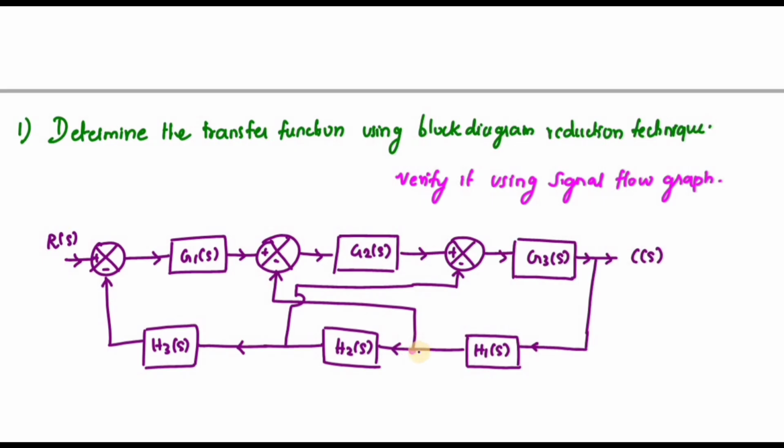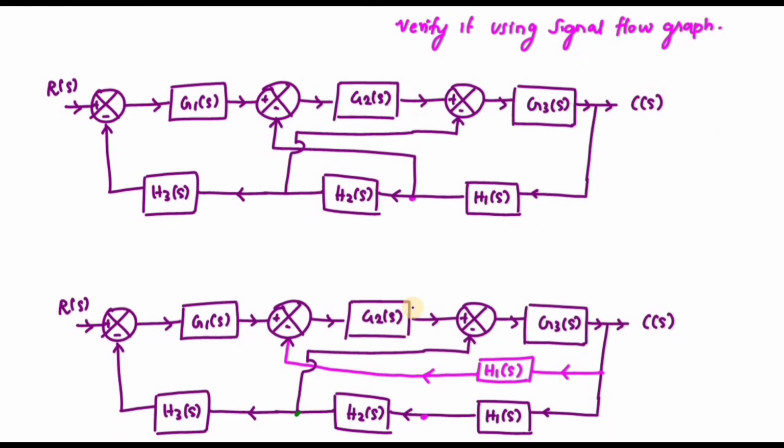And in this, you can see at the pinpoint, from C of S, H1 of S is connected to the second summation point through that pinpoint, and also from the C of S, the H1 of S is connected to H2 of S. Therefore, I'm going to replace it like the second block diagram.